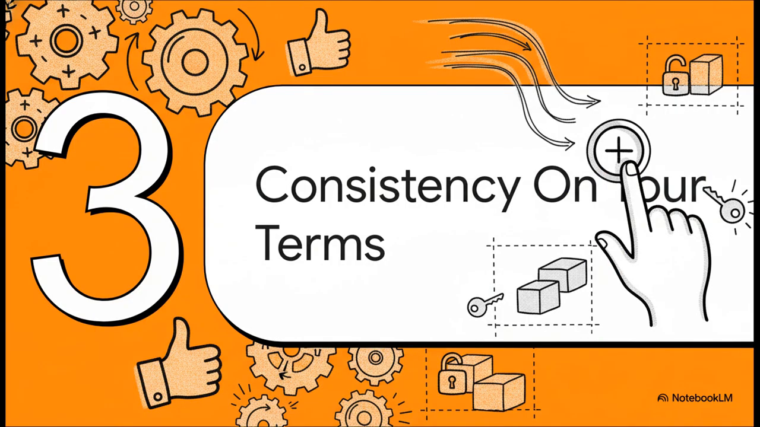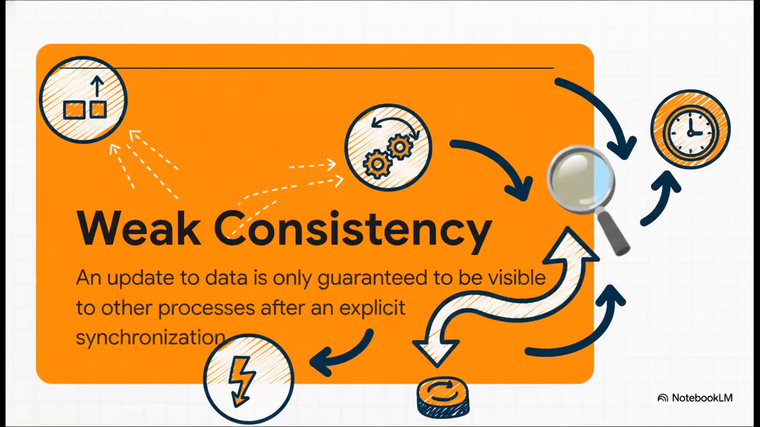So far, the system has been in charge, enforcing these rules automatically. But what if we, the developers, want to grab the steering wheel? What if we want to be the ones who decide when data gets synchronized? This is where we get into weak consistency. And the rule here is, well, there are no rules by default.